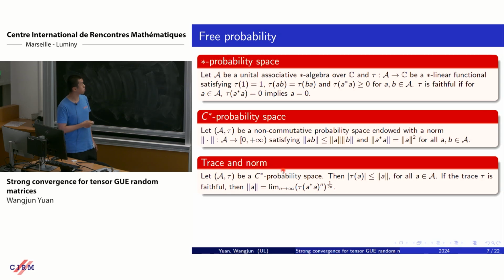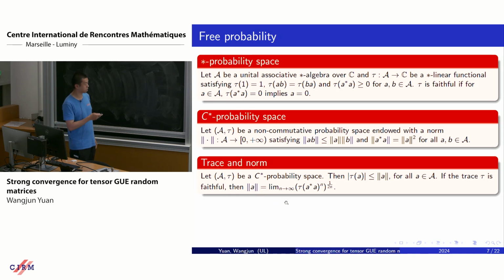Okay, here is a property relating the trace and the norm. The absolute value of the trace is always smaller than or equal to the norm if the space is a C star probability space. Moreover, if the trace is faithful, then the norm can be represented in terms of the trace as follows. We take the trace of (A star A) to the power n, and after computing the trace, we take the power of 1 over 2n, and we let n tend to infinity.